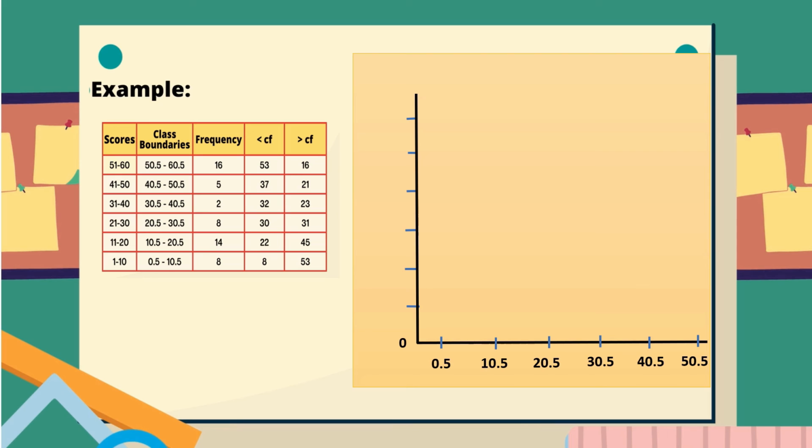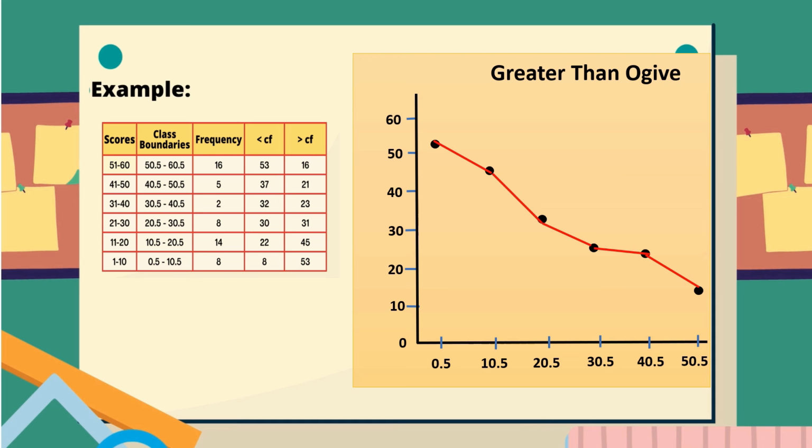Along the vertical axis, choose a suitable scale in order to determine the heights of the bars for the given values. Greater than cumulative frequency is taken along the y-axis. For the y-axis, we can use 0, 10, 20, 30, 40, 50, and 60. To plot the points, we will use the data from the greater than cumulative frequency. For 0.5, we have 53; 10.5, 45; 20.5, 31; 30.5, 23; 40.5, 21; and 50.5, 16. Lastly, connect the points using a ruler. And this is the graph of a greater than ogive.